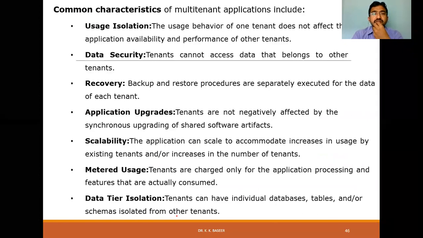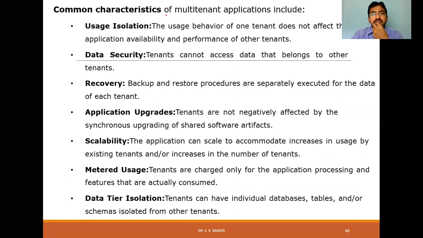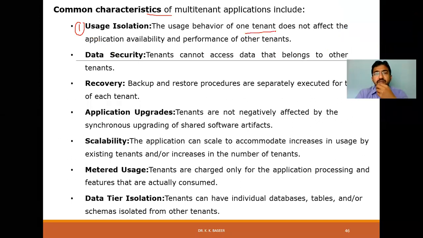Okay. And coming to the characteristics of multi-tenant, they are also very interesting. Here we have 7 different characteristics. The first one, if you focus on this, is usage isolation. Usage isolation is nothing but the usage behavior of one tenant, meaning one user, does not affect the application availability and performance of other tenants.